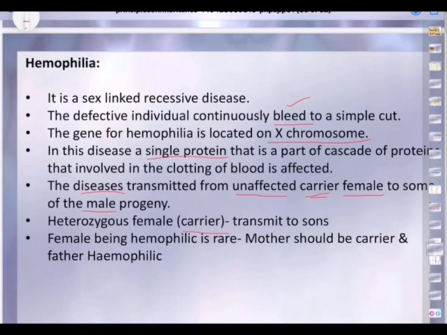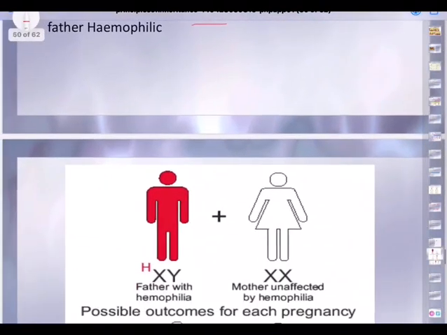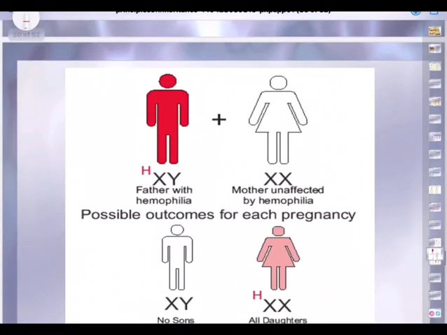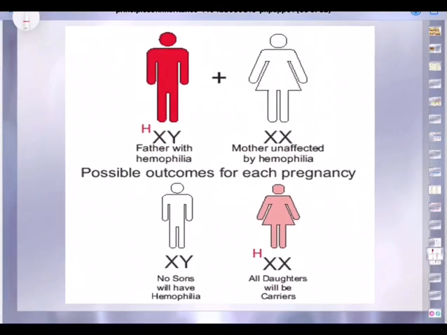So if the female has to suffer, then she has to have the gene on both her X chromosomes. Then only she will suffer. If it is only on one X chromosome, then she will be a carrier. So a heterozygous female carrier transmits to sons. A female being hemophilic is very rare because the mother should be a carrier and the father should be hemophilic. Then only the female will be hemophilic.